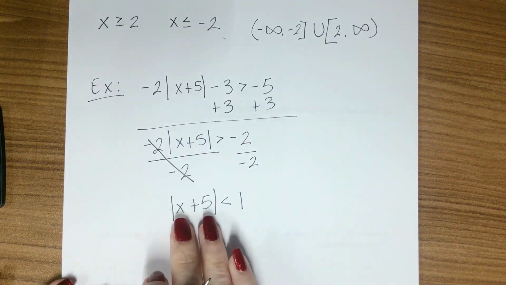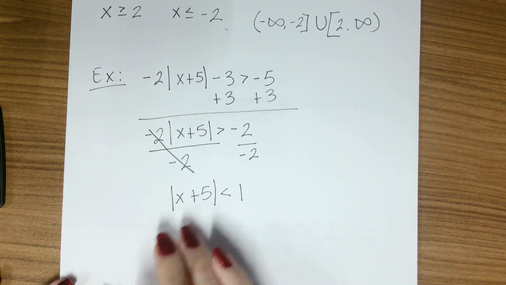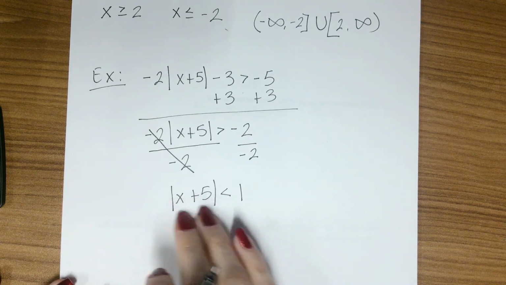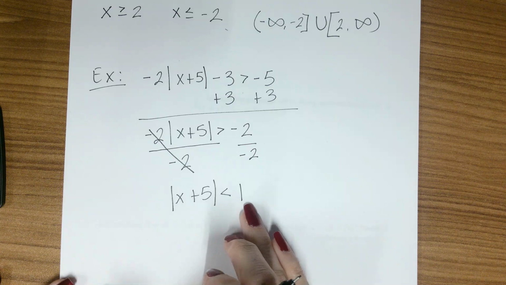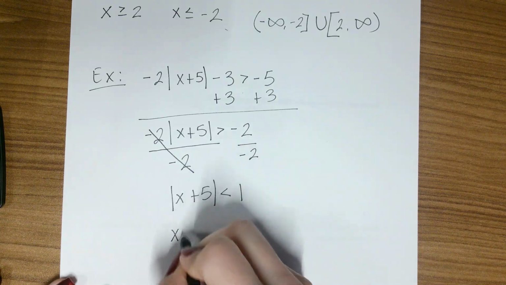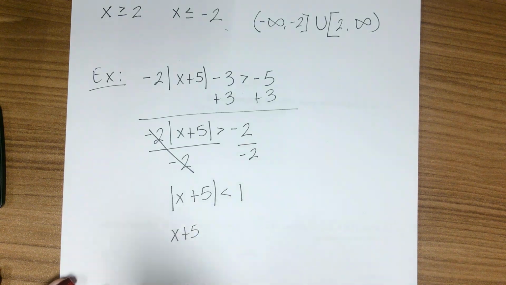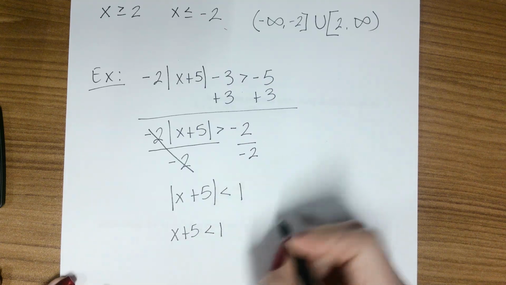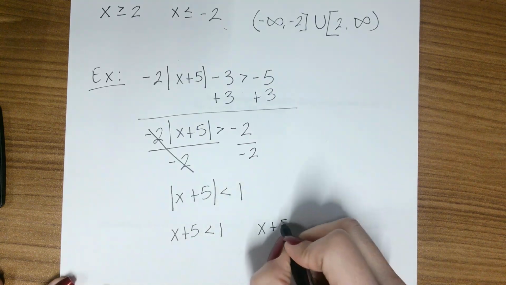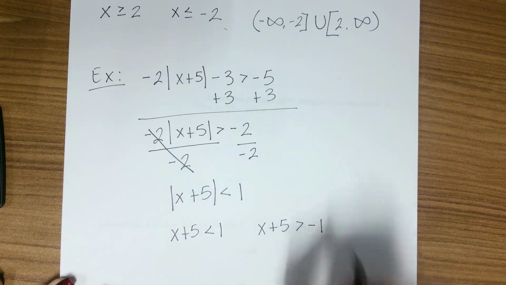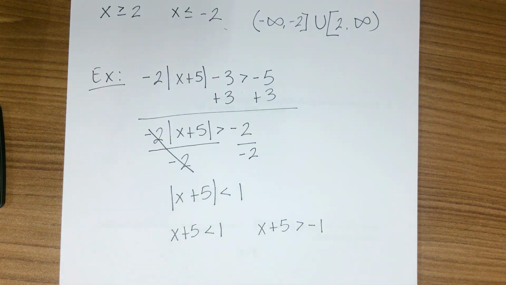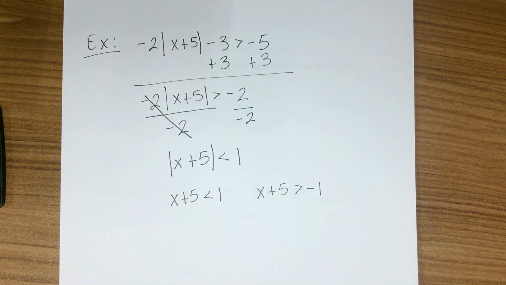So now that we have the absolute value isolated, we took the absolute value of some number and got something less than 1. So that means that what we took the absolute value of, in this case x plus 5, has to be less than 1, or x plus 5 has to be greater than negative 1. See how those two split apart? And now we broke it apart into two linear inequalities that we can now solve.